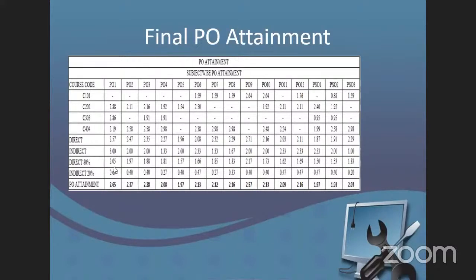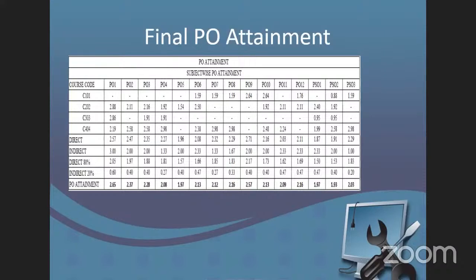So this is what they have done here, actually, direct and indirect. 80% of direct, 20% of indirect. So collectively, PO attainment is 2.65. So this last row defines the PO attainment of that particular batch.